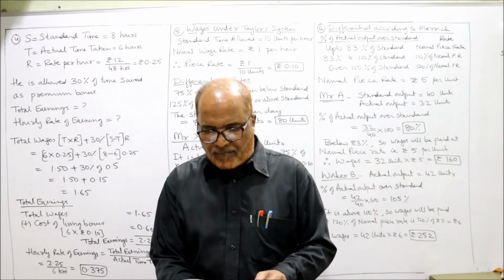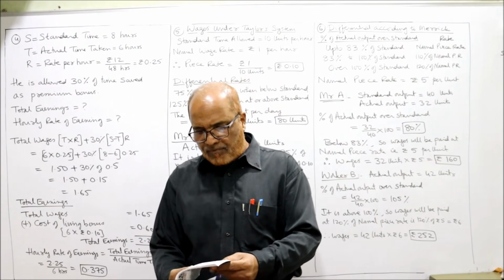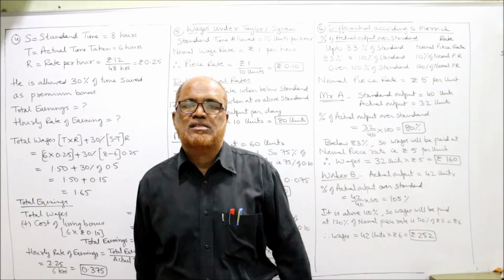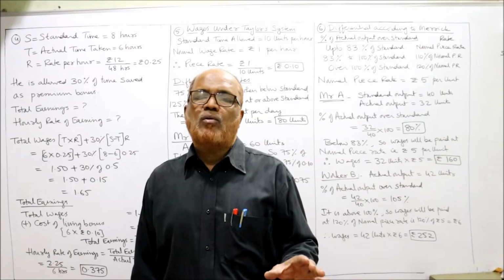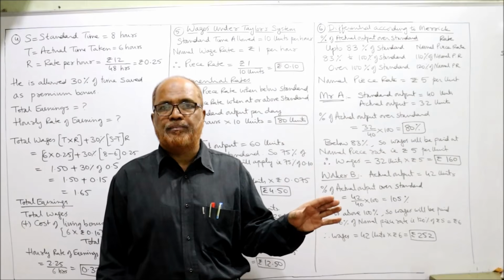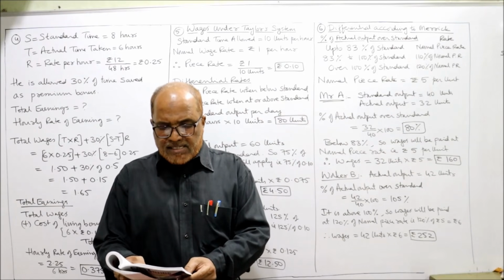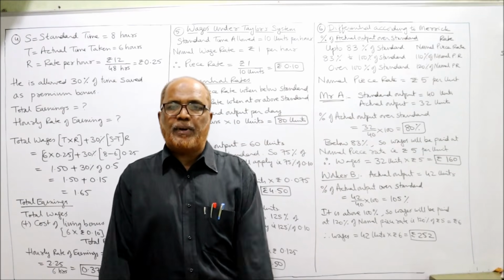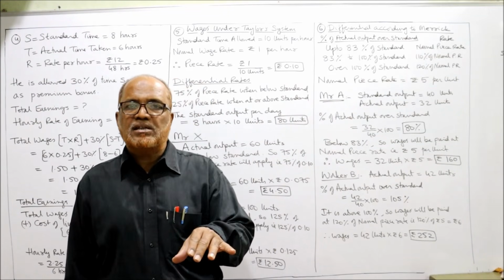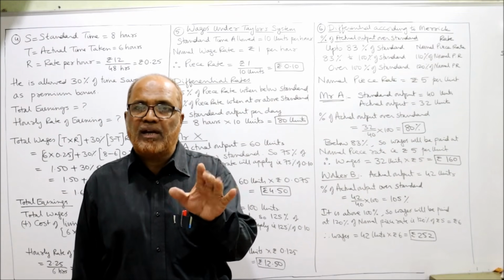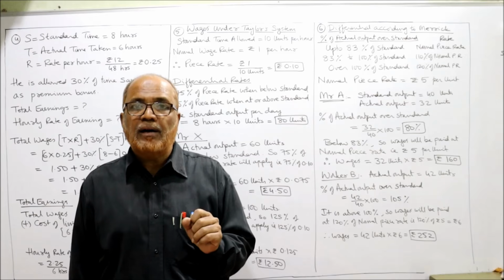Now see the problem number 5. With the help of the following information, you are required to ascertain the wages paid to workers X and Y under Taylor's system. In this problem, we are required to find out the total wages under Taylor's piece rate system. Now, standard time allowed is 10 units per hour. Normal rate is 1 rupee per hour. Actually, here time rate is given. But for applying Taylor's method, we don't require time rate. We need the piece rate.